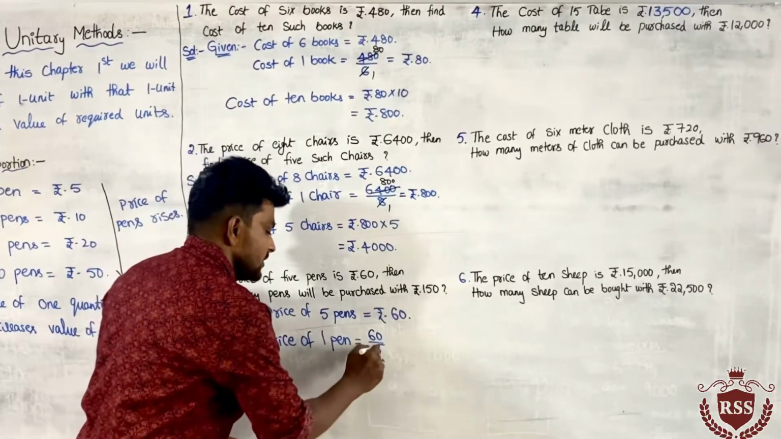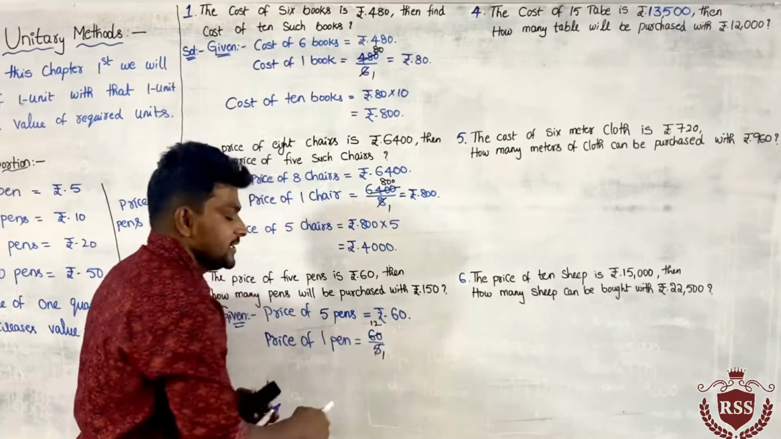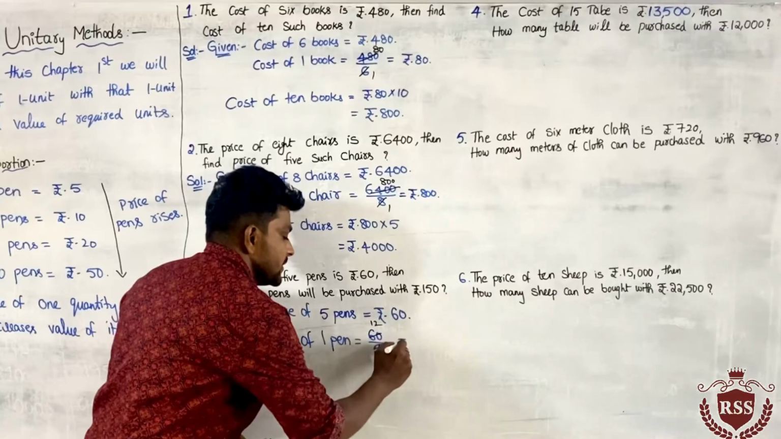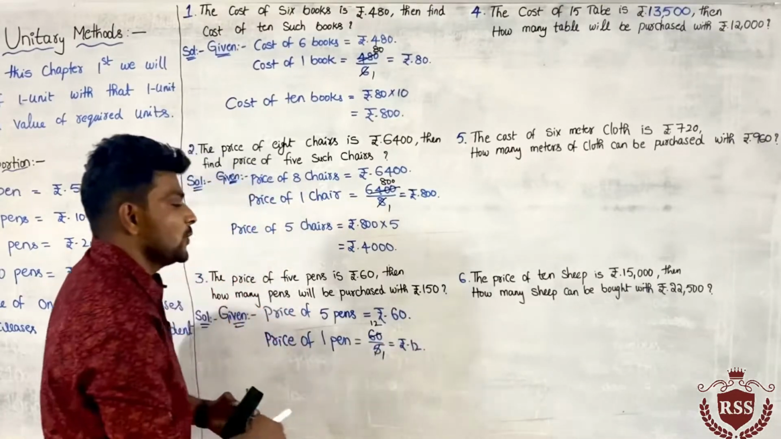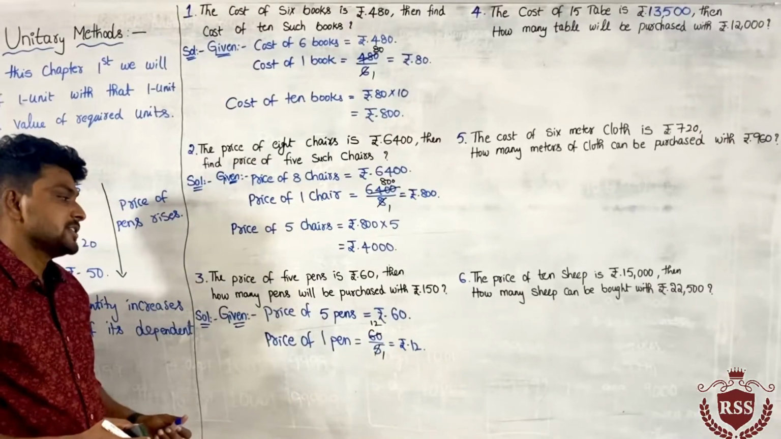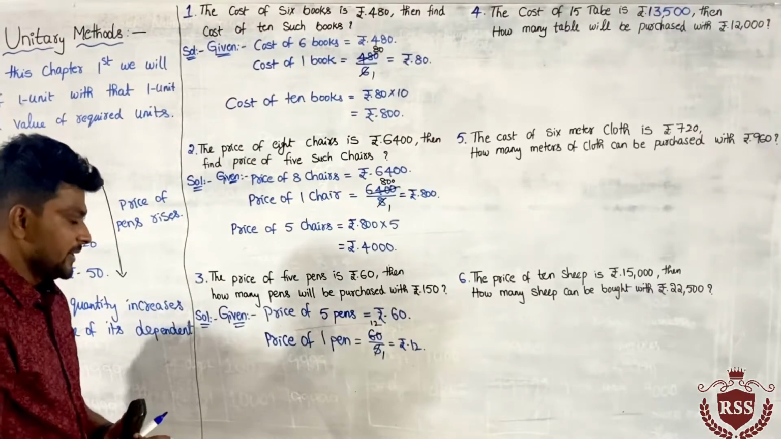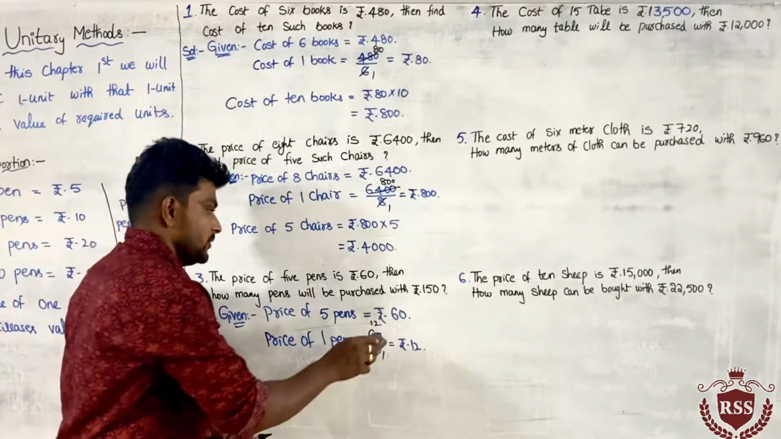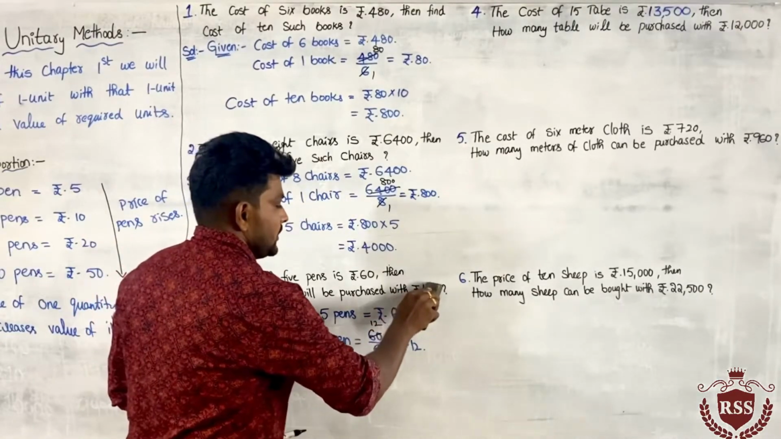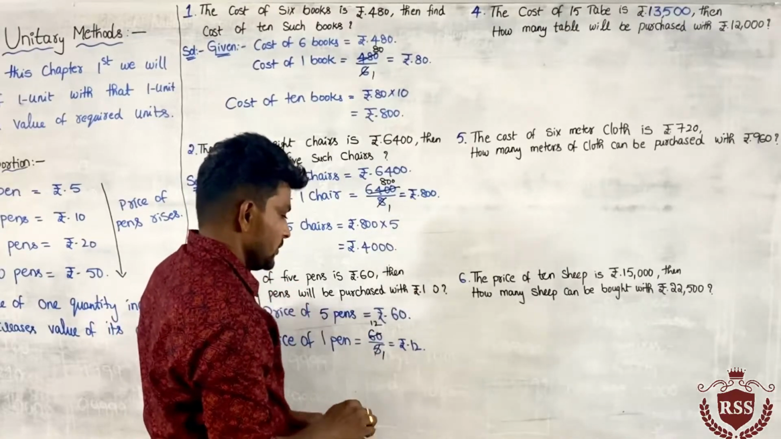So 5 ones are 5, 12s are 60. So the cost of each pen is rupees 12. Now I require the number of pens that will be purchased with rupees, so here we can take 180, but it is better to take 180.